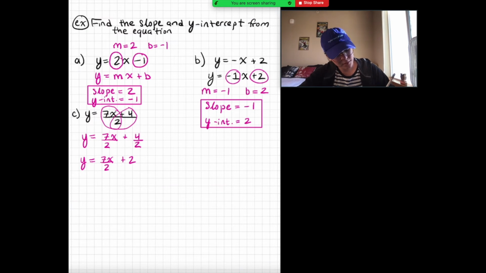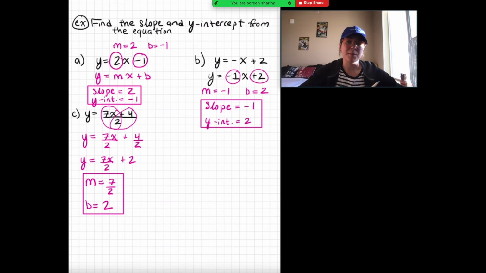So all we have to do to find our m is to look at the number in front of x. The number in front of x is technically 7 over 2. So our slope will be 7 halves. And our y-intercept will be our constant that's being added, so plus 2.